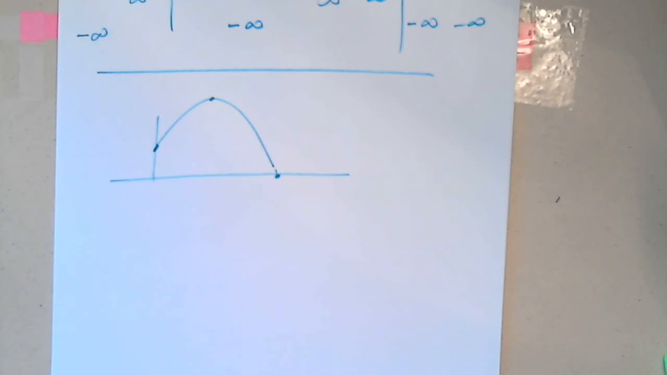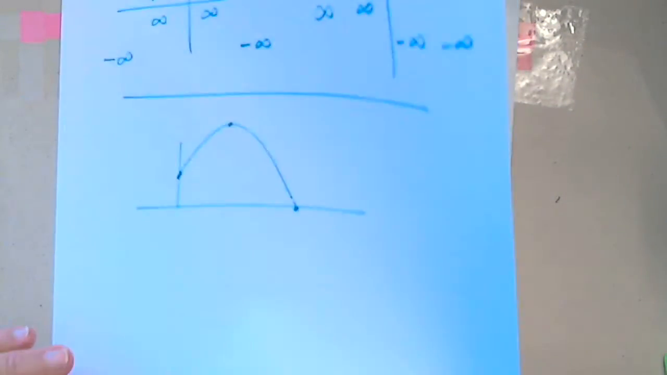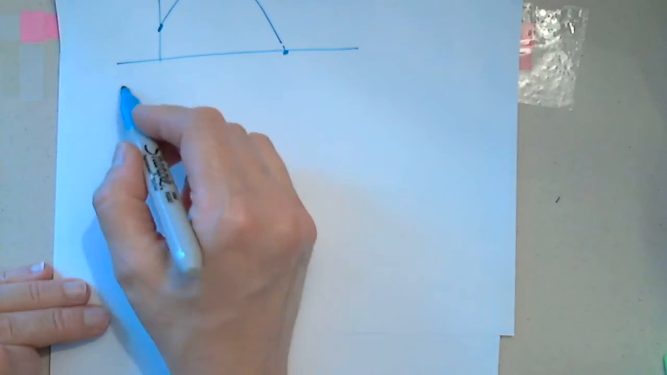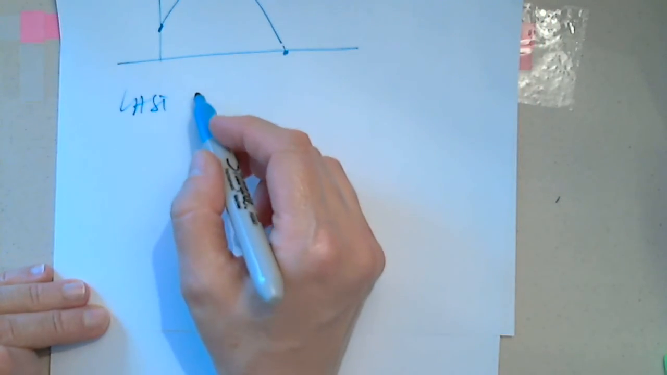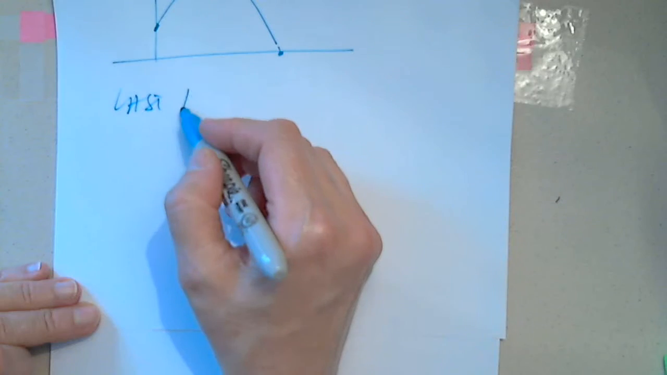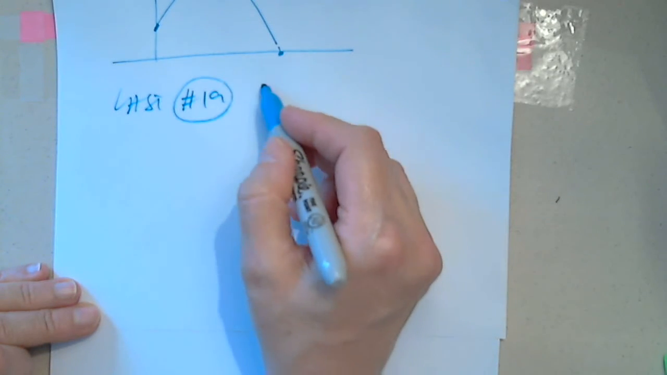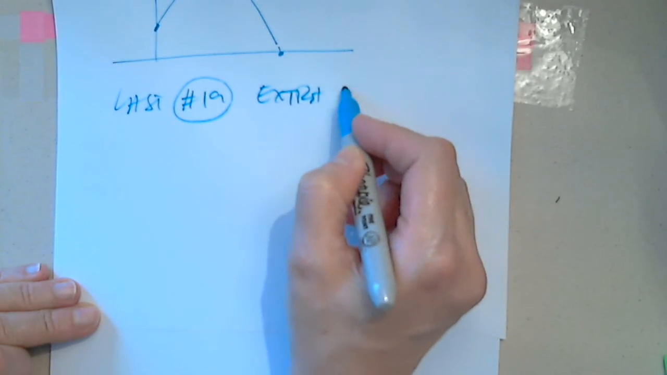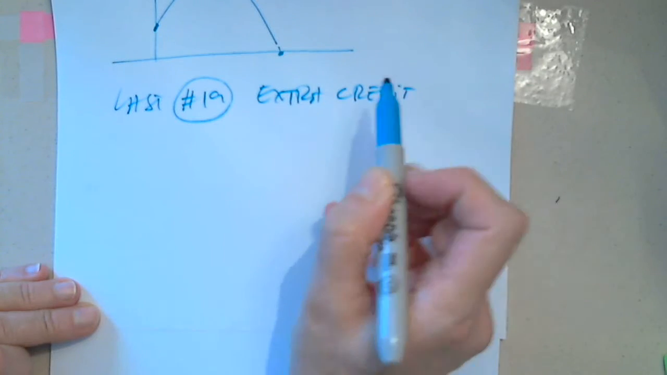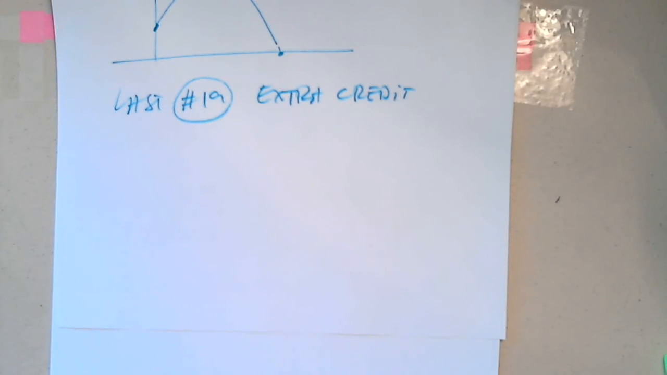The last problem will be extra credit. Just keep that in mind. Last problem, which will be 19. Number 19 is the extra credit. So basically you have 18 questions, and the last one is extra credit.